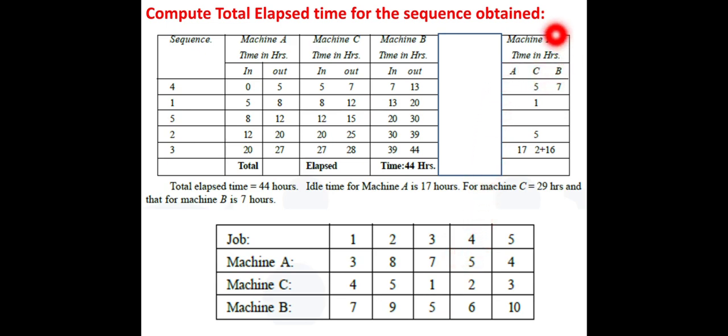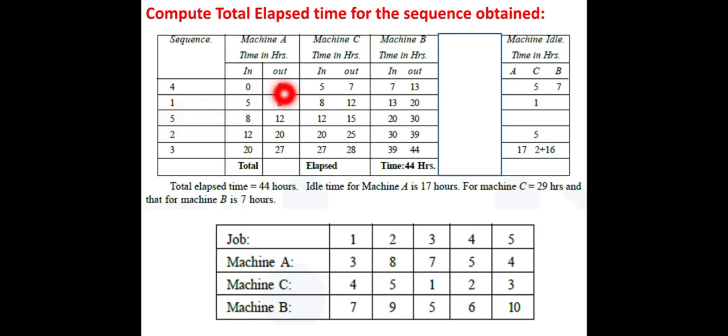So here I have made another table, machine time in idle hours. Until job 4 is processing here, this machine C will be idle, that is up to the 5th hour. At the 5th hour only it will enter machine C. So the idle time of machine C is 5 hours, and up to 7 hours machine B will be idle, that's why it is 7 hours. Okay. Now after that, the next job sequenced is 1.